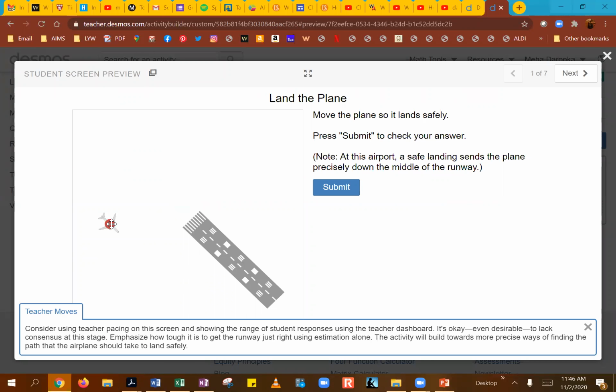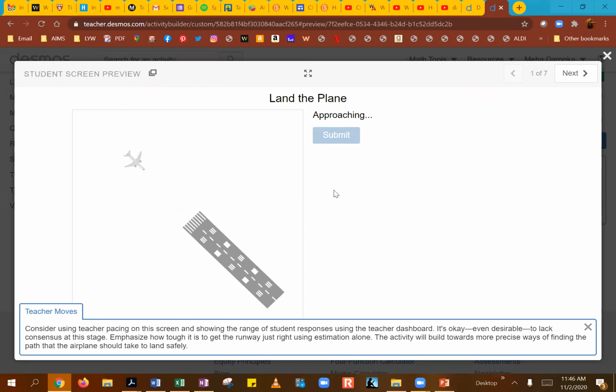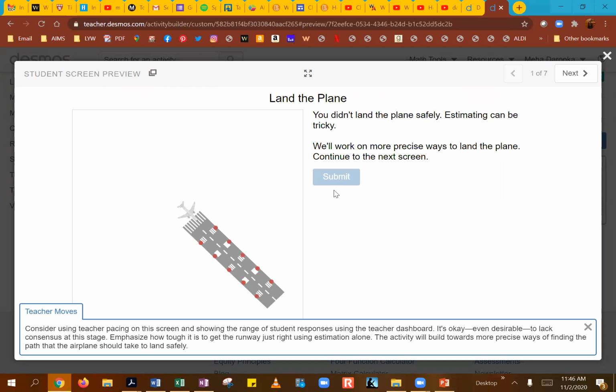So this starting one is basically about positioning the plane and trying to line it up with your landing strip, to see if it will be right in the center of your landing strip. And you can see I'm a little bit off, so I obviously did not land the plane safely.